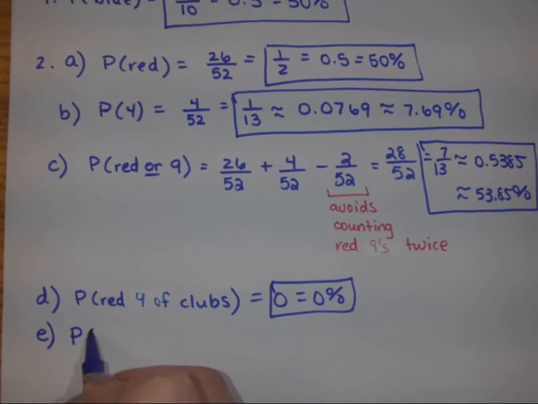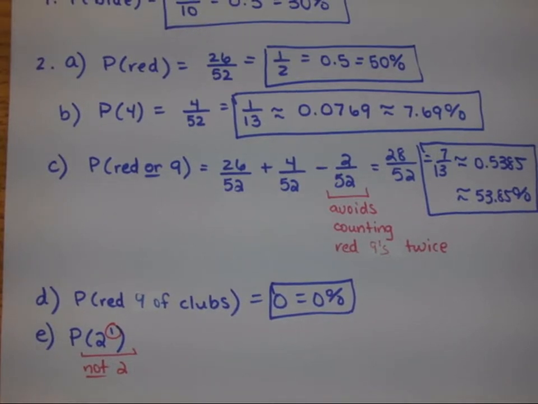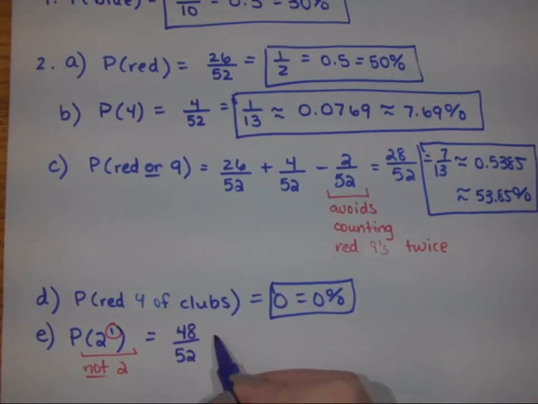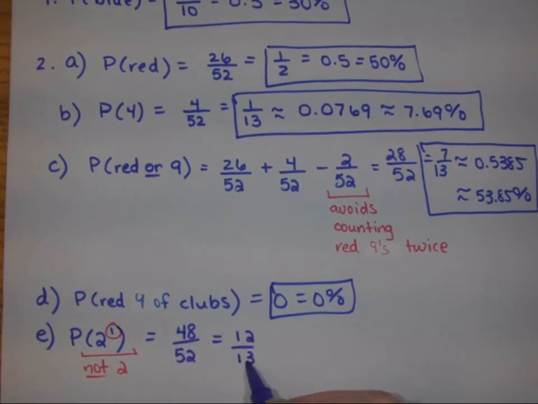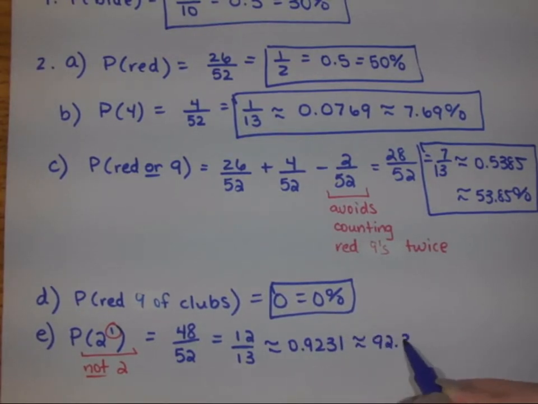The probability of not 2, when you see this little symbol here, remember this means not 2. So you can do this a couple of ways. You could basically subtract off the number of cards that are 2s, right? So there are 52 cards, 4 of them are 2s, which means 48 of them are not. So this reduces to 12/13, which is about 0.9231, or about 92.31%.